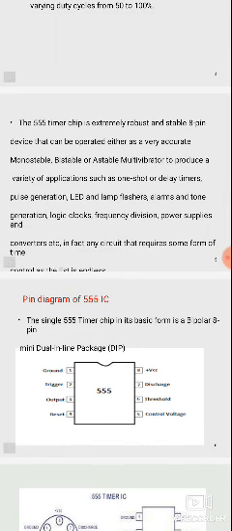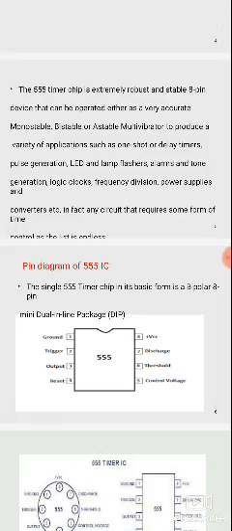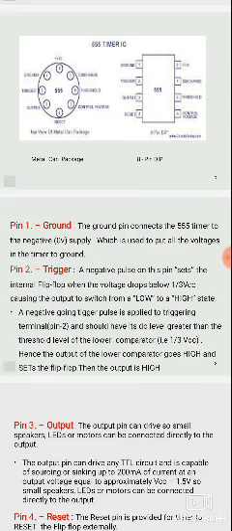Then next, we are discussing the pin diagram. It has 8 pins. The 8 pins are used for various applications: ground, triggering, the output, resetting, control voltage, threshold voltage, discharging, and supply voltage. The IC is available mainly in 2 packages, called the metal can package and the dual inline package. The metal can package is in a ring structure or circular shape. The dual inline package is in a rectangular shape.